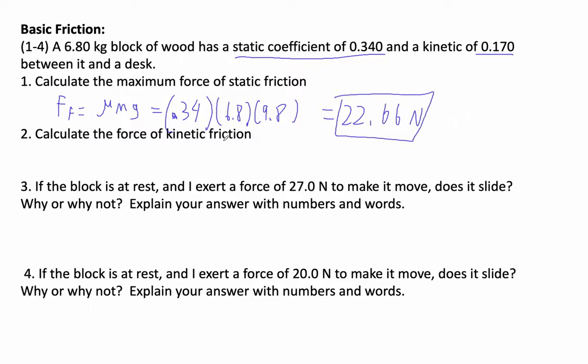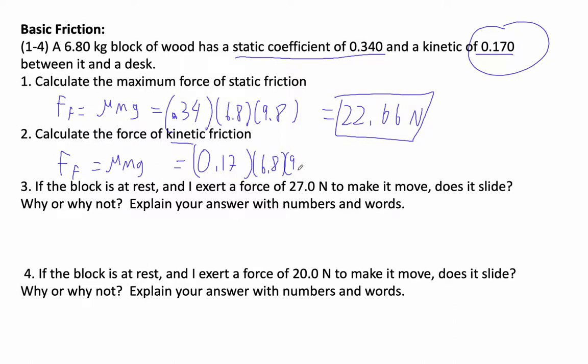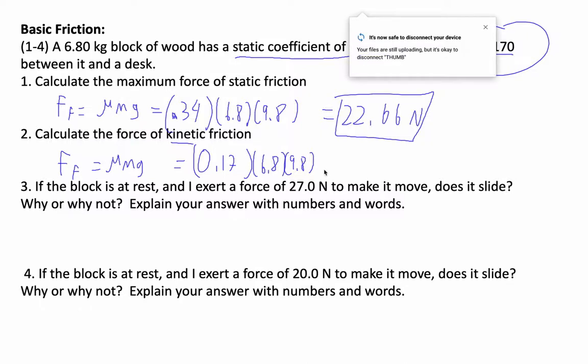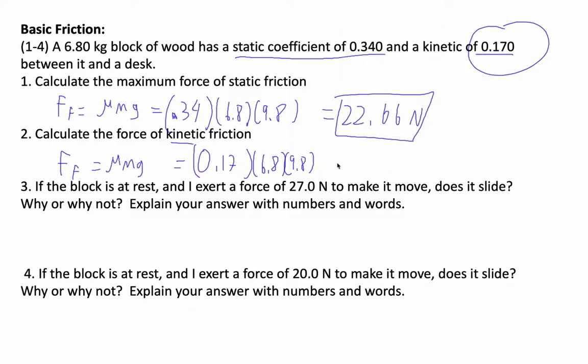Okay. Let's find the kinetic friction. That's just going to be mu mg. The only difference is we'll use the kinetic coefficient, which is that, right? So 0.17 times 6.8 times 9.8. All this multiplying, 11.33 roughly.